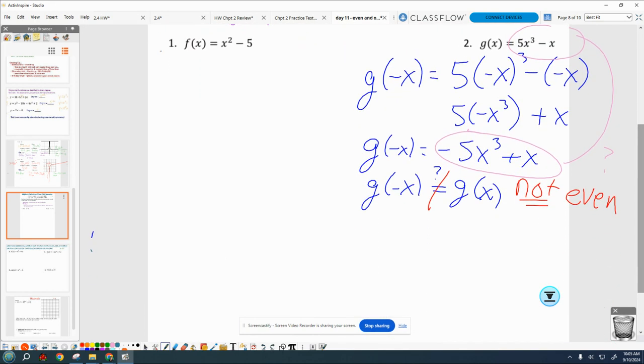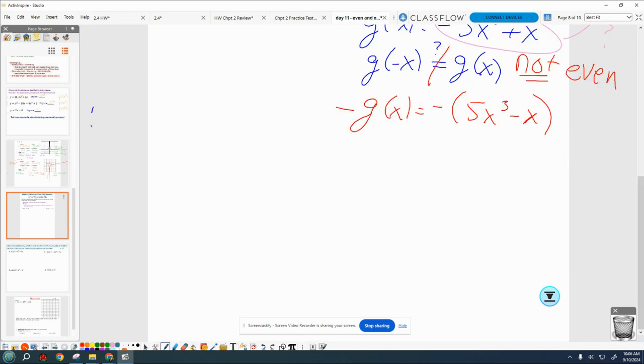All right, so let's find negative g of x. Negative g of x is all of that stuff with the sign swapped. So distributing the negative to each piece in here, what do I get? I get negative 5x cubed plus x.